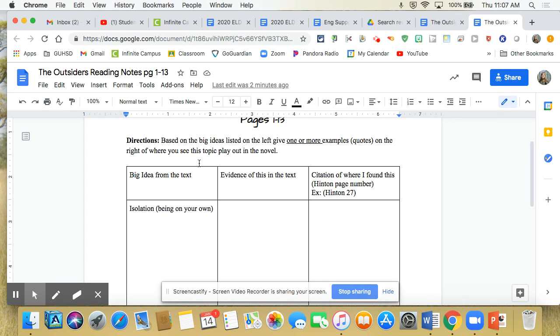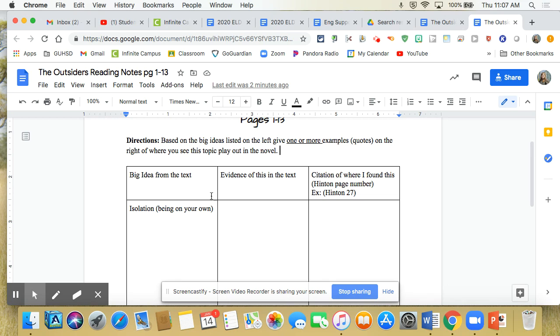Okay. So in this worksheet, we're looking for examples. It says, based on the big ideas listed on the left, meaning over here, give one or more examples, meaning quotes, on the right over here of where you see this topic play out in the novel.